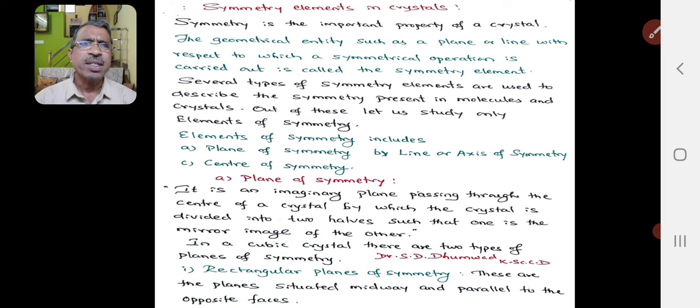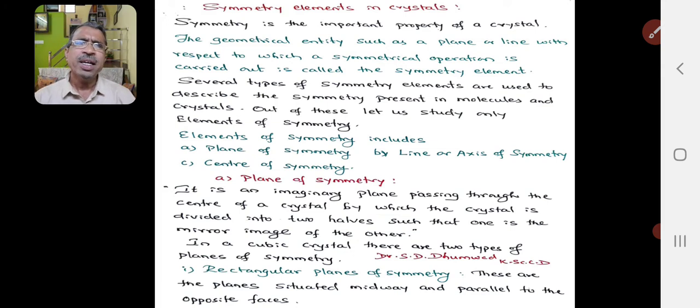Now, the same thing as I have said earlier, symmetry is an important property of a crystal. The geometrical entity such as a plane or line with respect to which a symmetrical operation is carried out is called the symmetry element. Of course, several types of symmetry elements are used to describe the symmetry present in molecules and crystals. Out of these, let us study only the elements of symmetry.